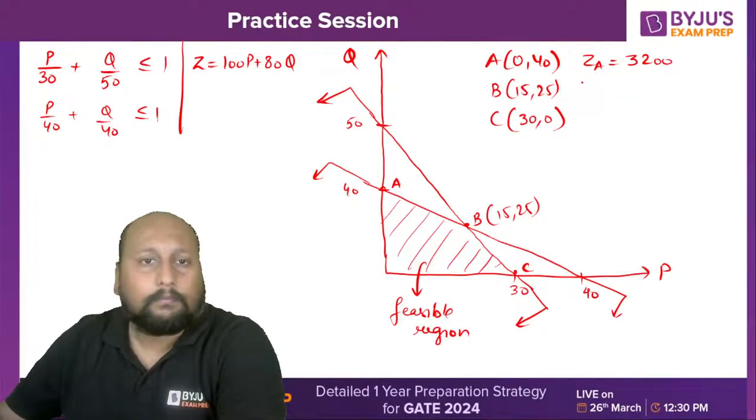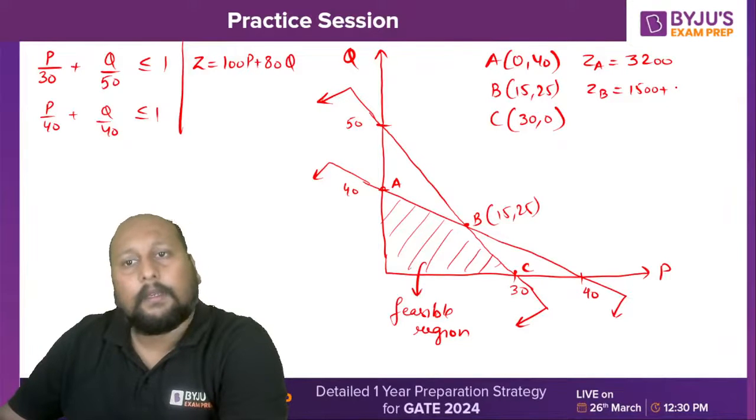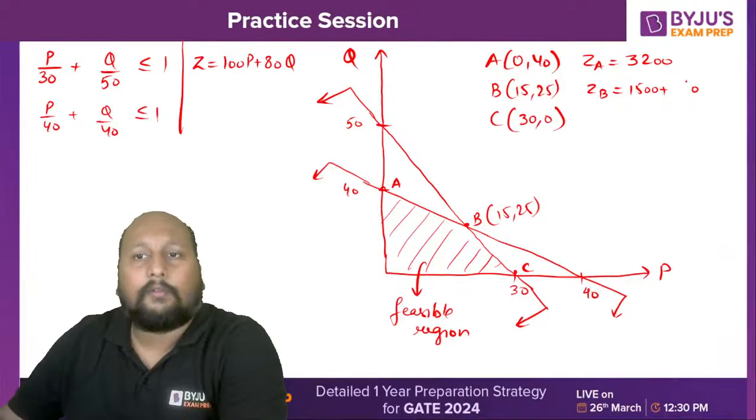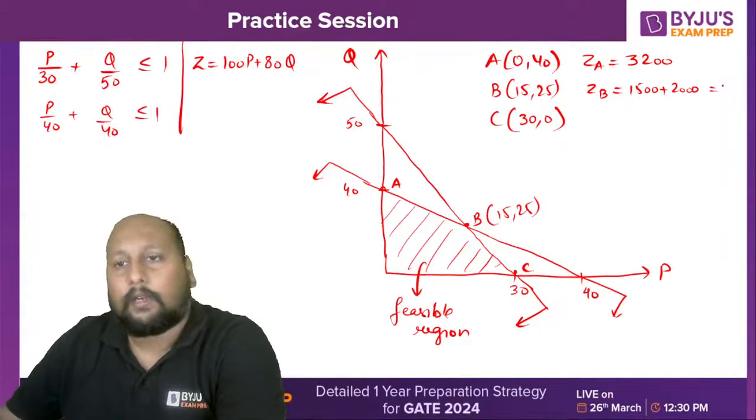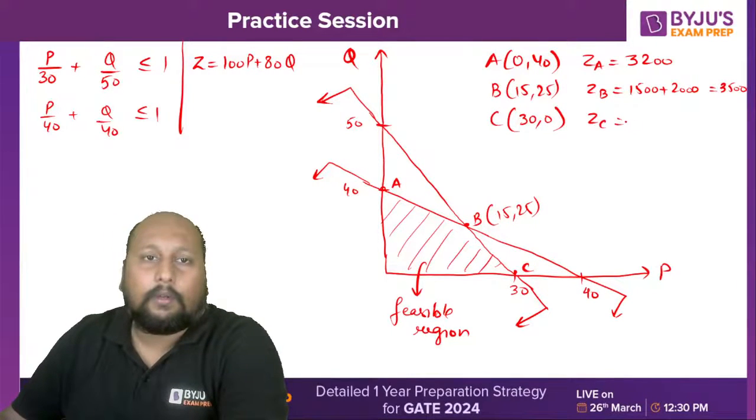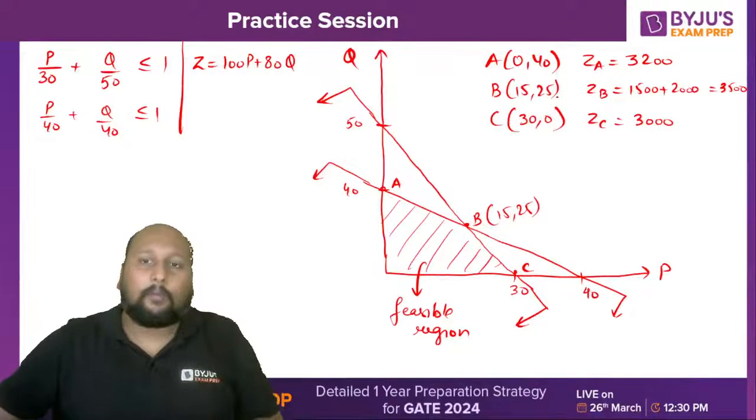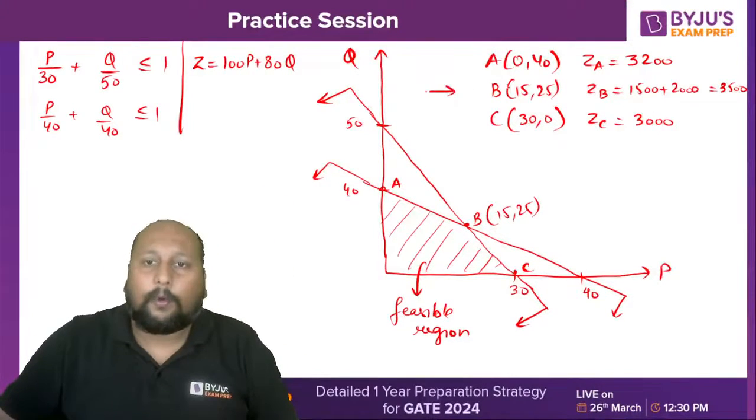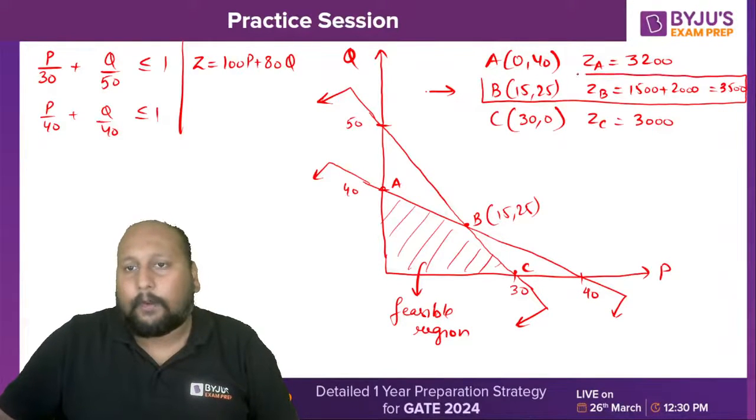ZA will be 3200. If I talk about ZB, Z will be equal to 1500 plus 2000, 80 into 25 is 2000, that will be 3500. And the last one, ZC, will be equal to 3000. So at which point am I getting the maximum value? I'm getting the maximum value at point B. This is my optimum solution.